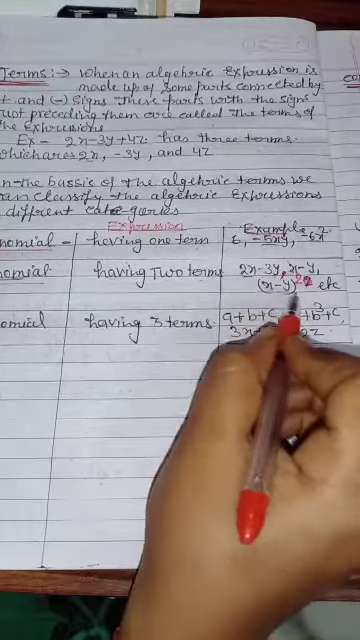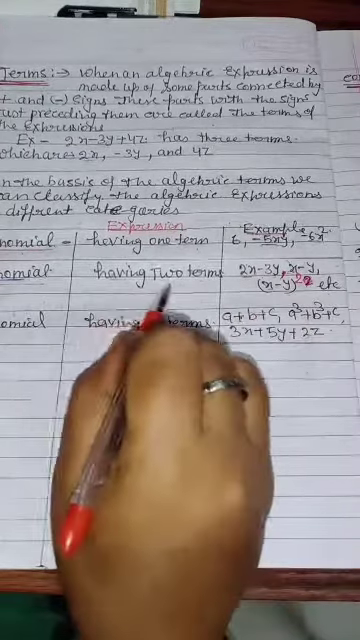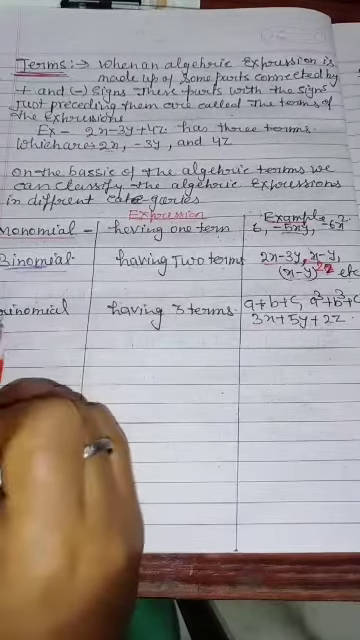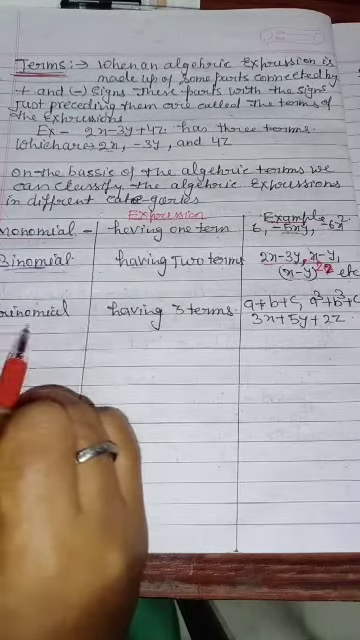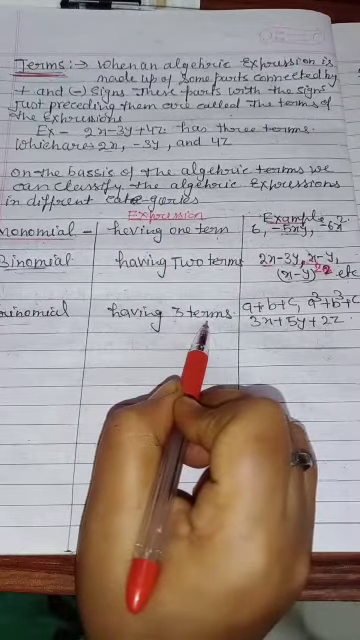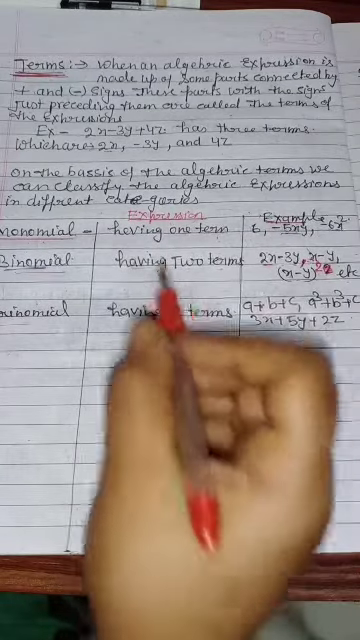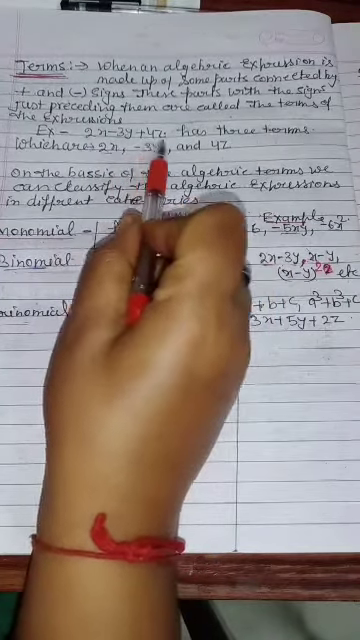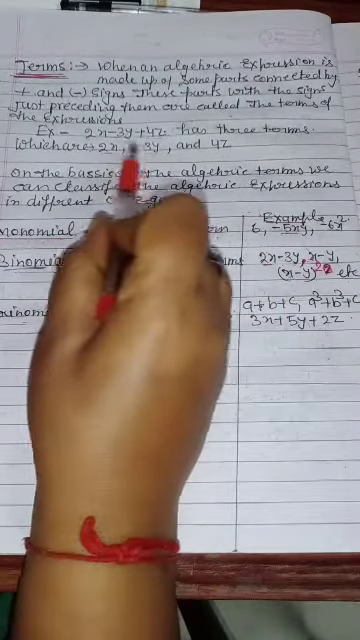Here also two terms are there. So these all are the examples of binomials. Then the third category comes: trinomials. An expression having three terms is called a trinomial. Just now I have taken an example also, 2x minus 3y plus 4z. So it is also an example of a trinomial.